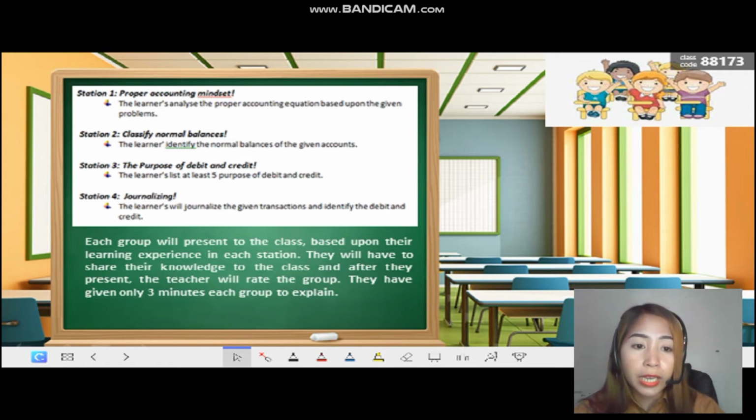For station 3, the purpose of debit and credit. The learners list at least 5 purposes of debit and credit. For station 4 is journalizing. The learners will journalize the given transactions and identify the debit and credit.